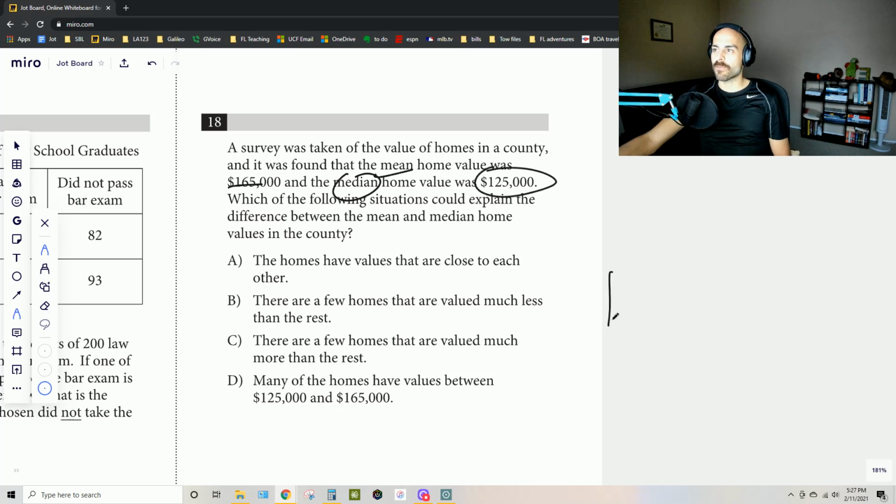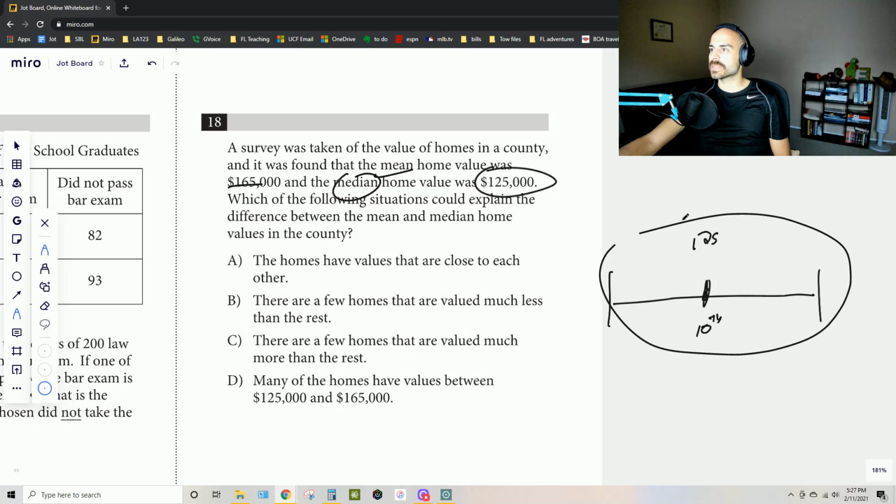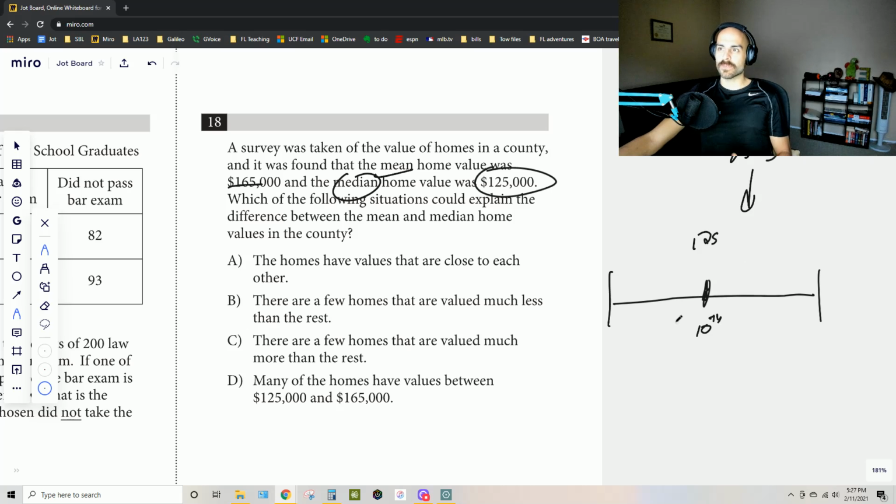Before we do though, let's just pretend that there's 20 houses. What that means is that our 10th house is 125, and we don't have to worry about the thousands. But the overall average, when you add them all together and divide it by 20, ends up being a little bit higher. The average is a little bit higher than half of the houses.